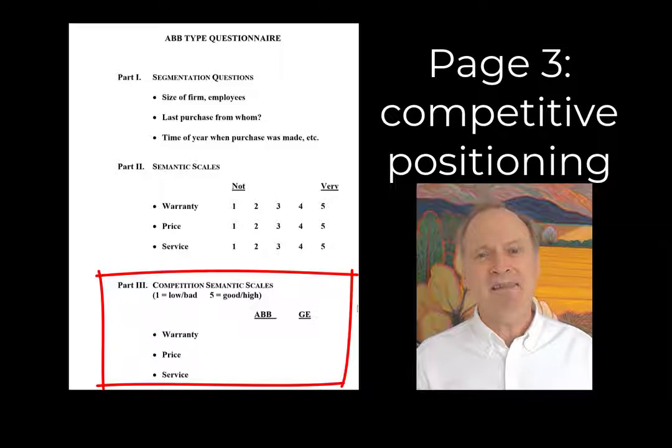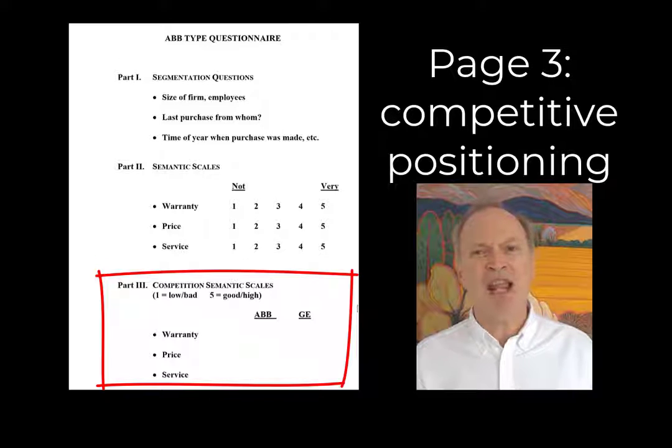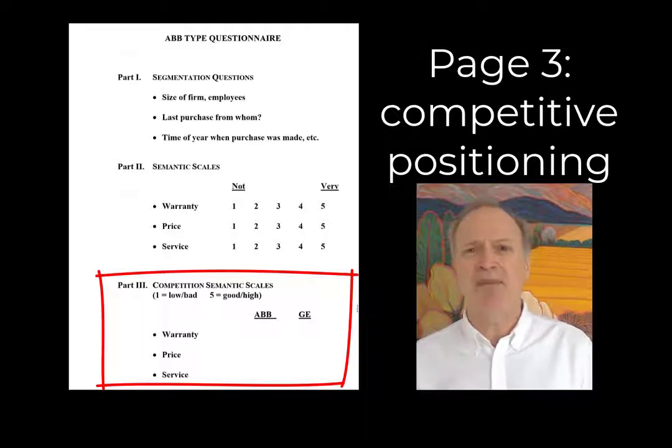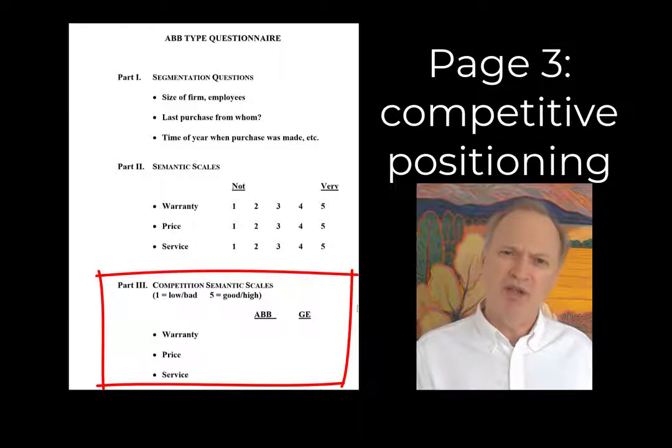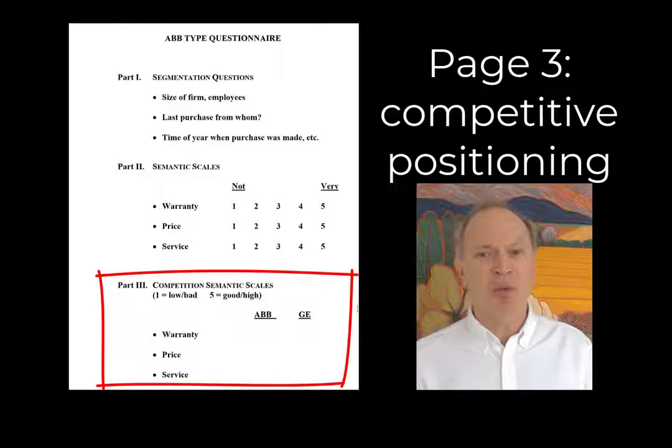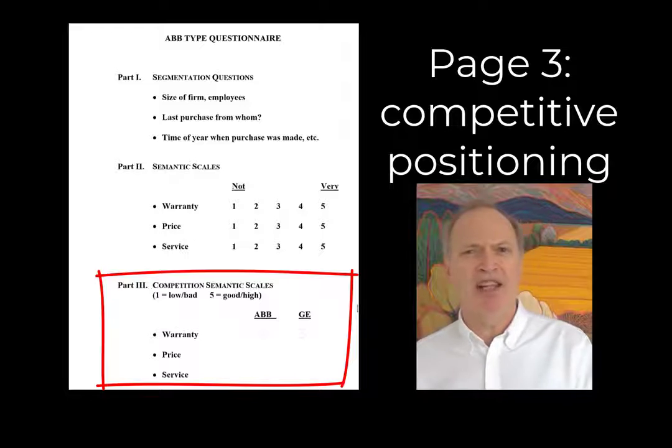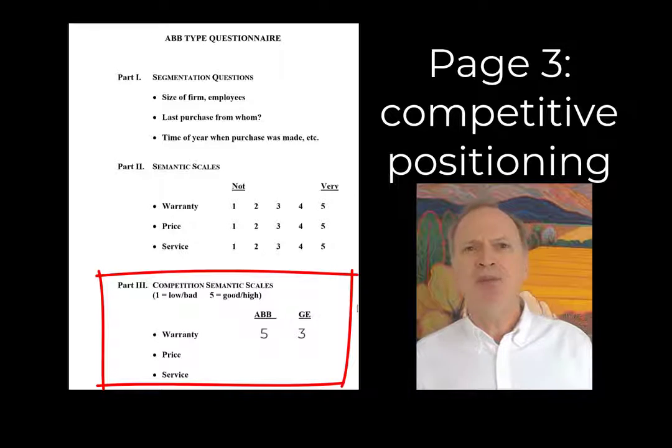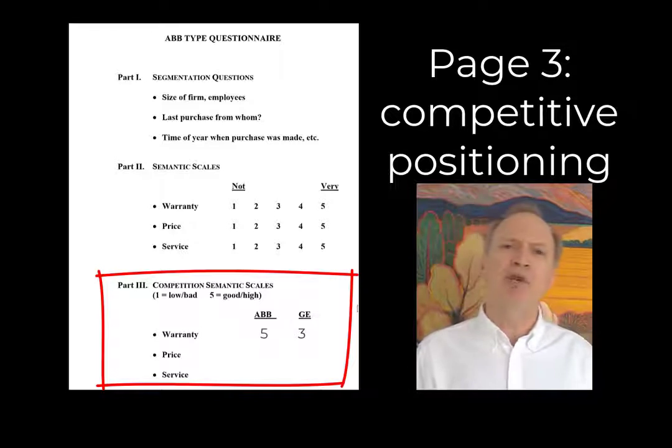I'm taking the same attributes from the focus group, I'm copying them onto page 3, and I'm saying, how different is ABB, or how good or bad is ABB on a scale of 1 to 5? 1 is bad, 5 is really good on warranty. How about GE? How about Westinghouse? How about McGraw Edison? And I do the same thing for price, and I do the same thing for the other attributes in the questionnaire.